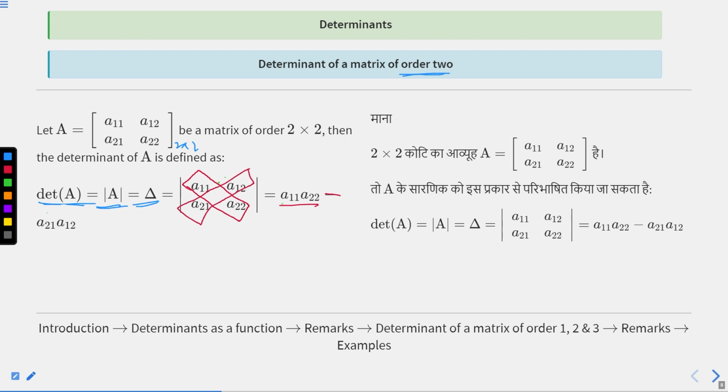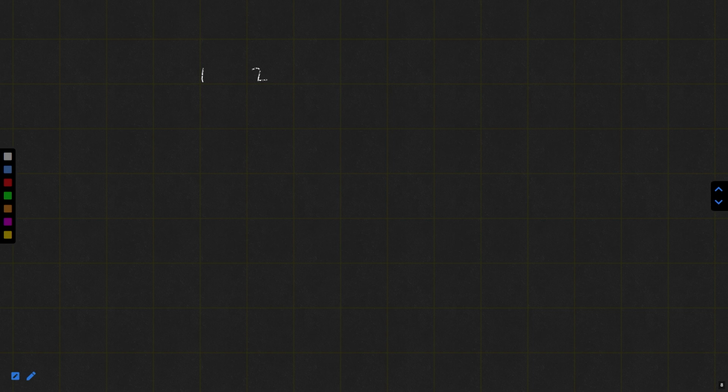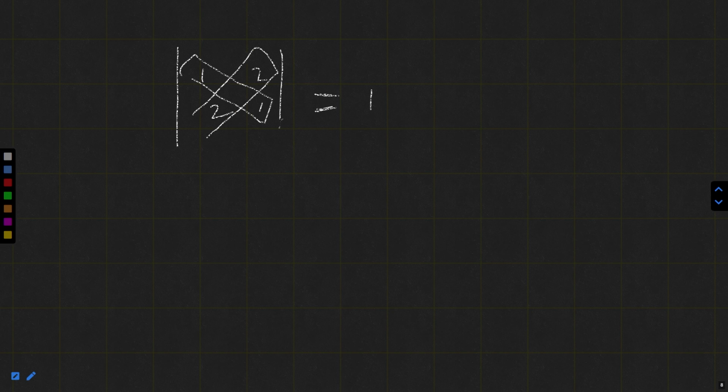Simple. So for example, if 1 2 2 1 is given, then the determinant of this matrix will be quite easy. First of all, take the product of these diagonal entries, you will have 1, and the product of these diagonal entries, you will have 4, and put the minus sign between them. You will have minus 3. Simple. Let me give you another example.